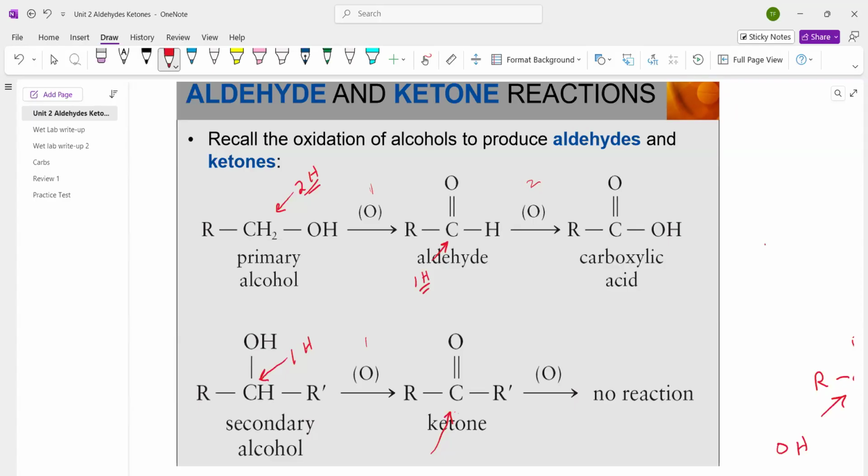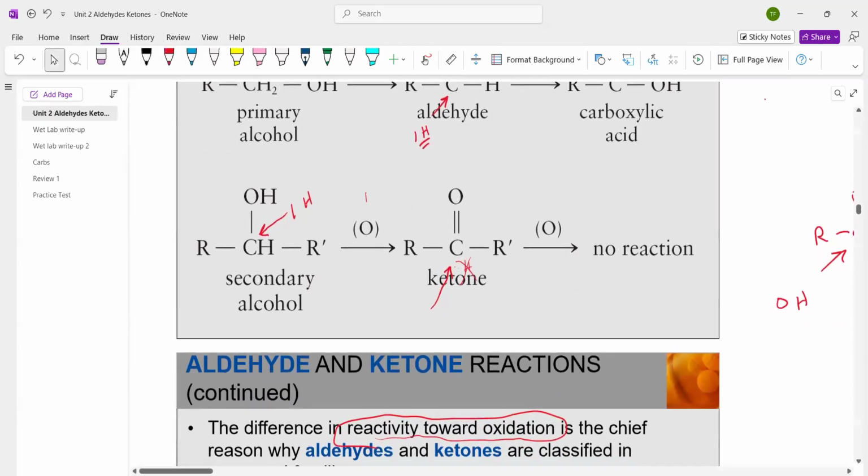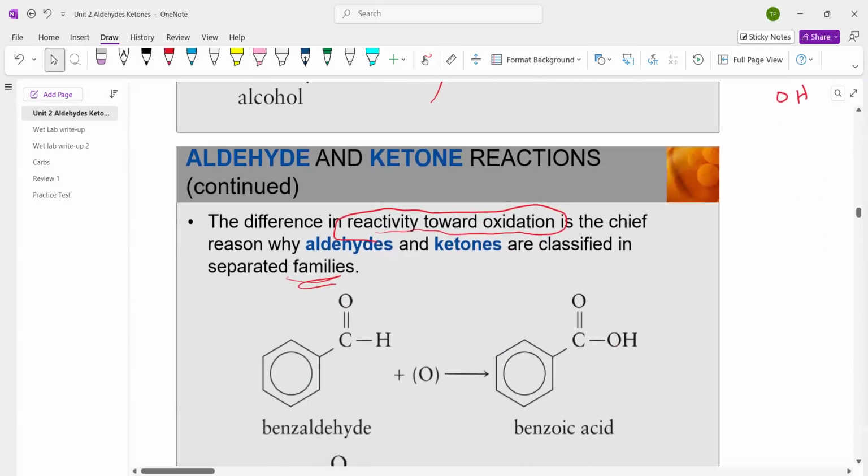And because there are no more hydrogens here, it can't be oxidized any further. Tertiary alcohols have no hydrogens there at all.